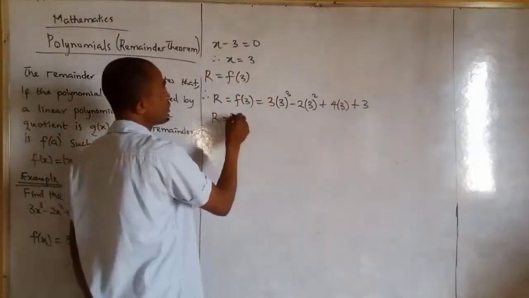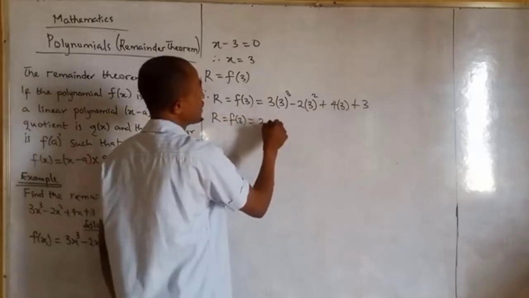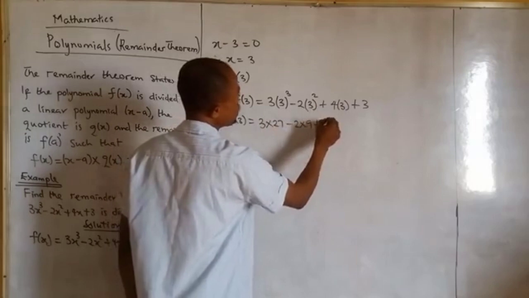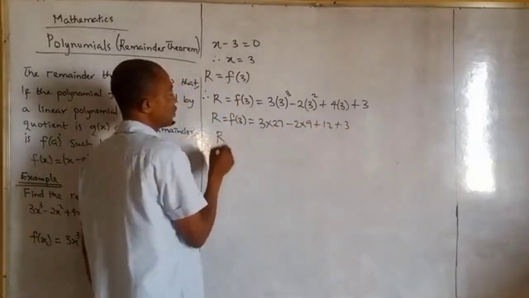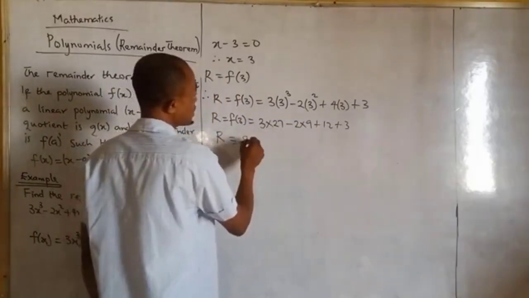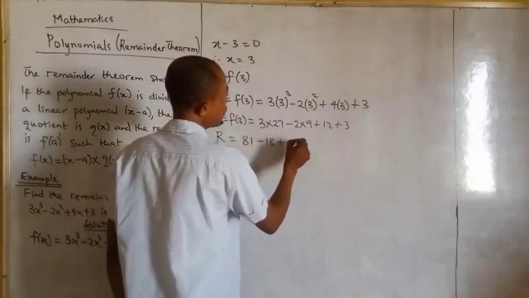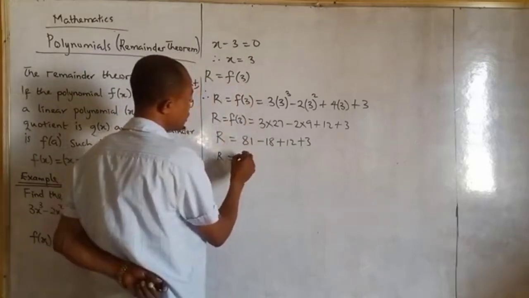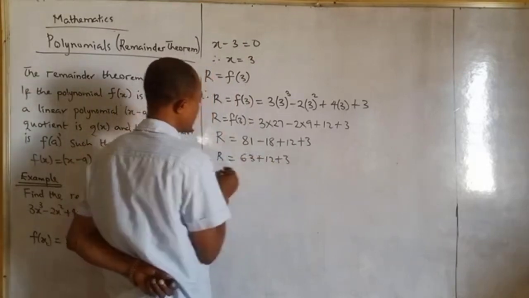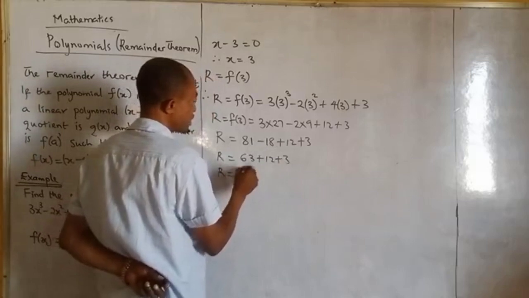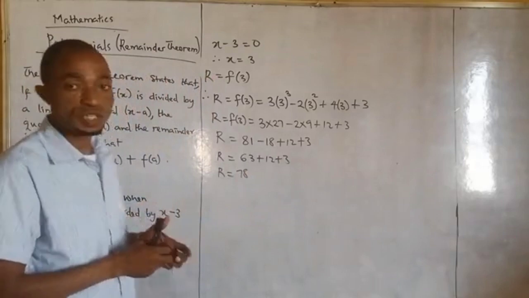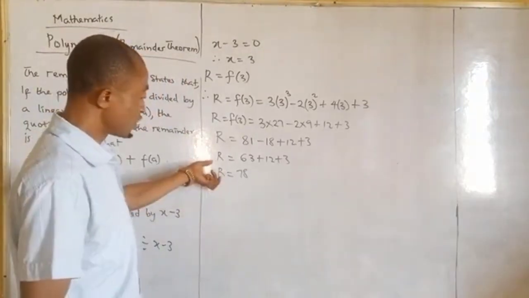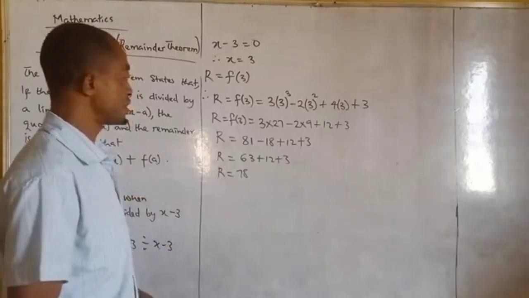So the remainder, which is equal to f of 3, equals 3 multiplied by 3 to the power of 3, that's 27, minus 2 times 9, plus 12, plus 3. So the remainder r equals 81 minus 18 plus 12 plus 3. So r now equals 81 minus 18, I think that should give us 63. Then plus 12 plus 3. So r equals 78. So without using the long division method, we're able to get the remainder here. The remainder is 78.